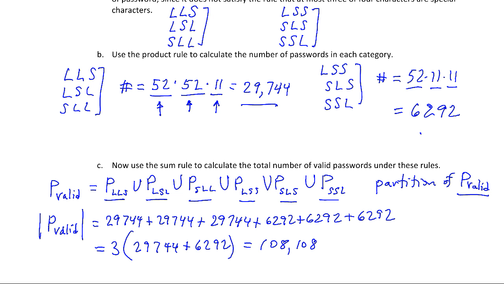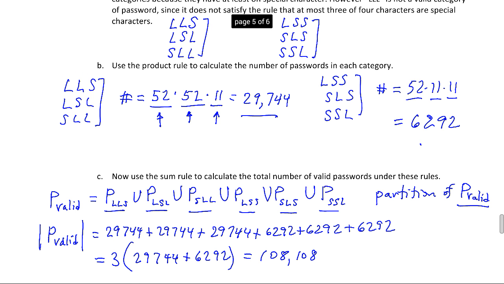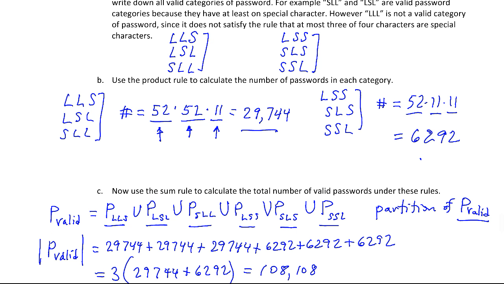Okay, so that's a nice example, I hope a relevant example, counting passwords. And what we've done is we've used the product rule to calculate the number of passwords in each of these 6 categories. And then we've used the fact that those 6 categories form a partition, and then we can use the sum rule to add them all up. Okay, hope this helps. This is very much like one of your homework problems.